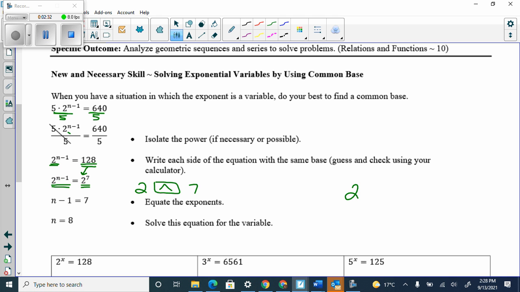Say I gave you 2 to the smiley face equals 2 to the 6. What would you tell me smiley face would have to equal? 6, right? If 2 to the smiley face equals 2 to the 6, then smiley face must be 6. We agree? So if 2 to the n minus 1 is 2 to the 7, then n minus 1 must equal 7 in order for that to be true. And then we just have to solve it.